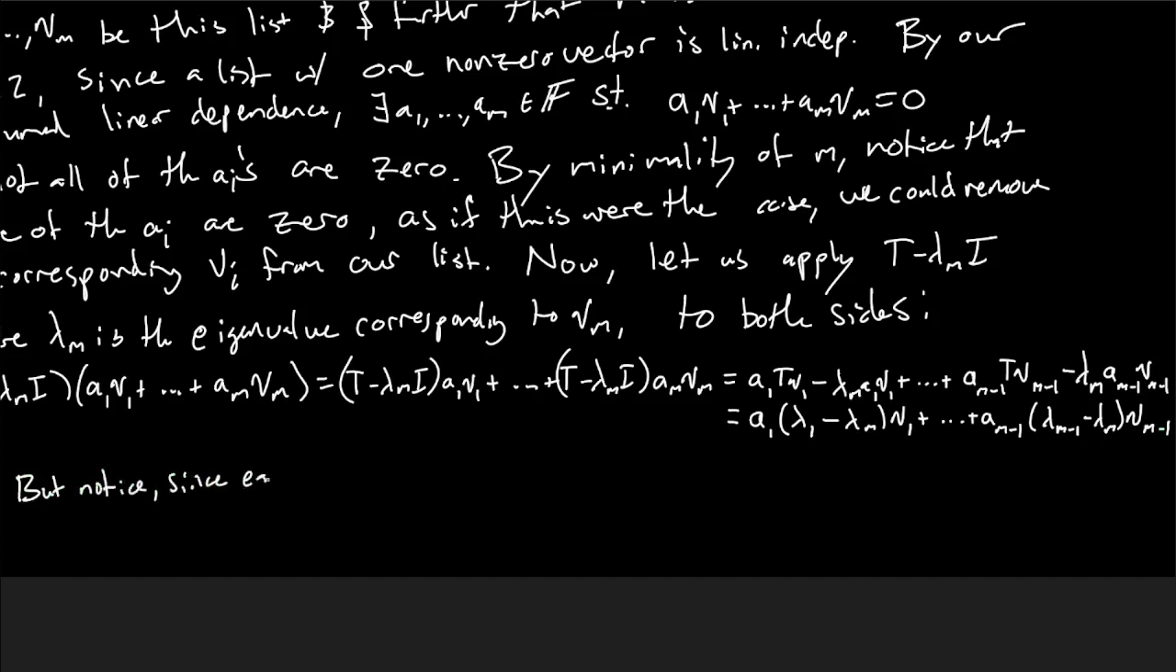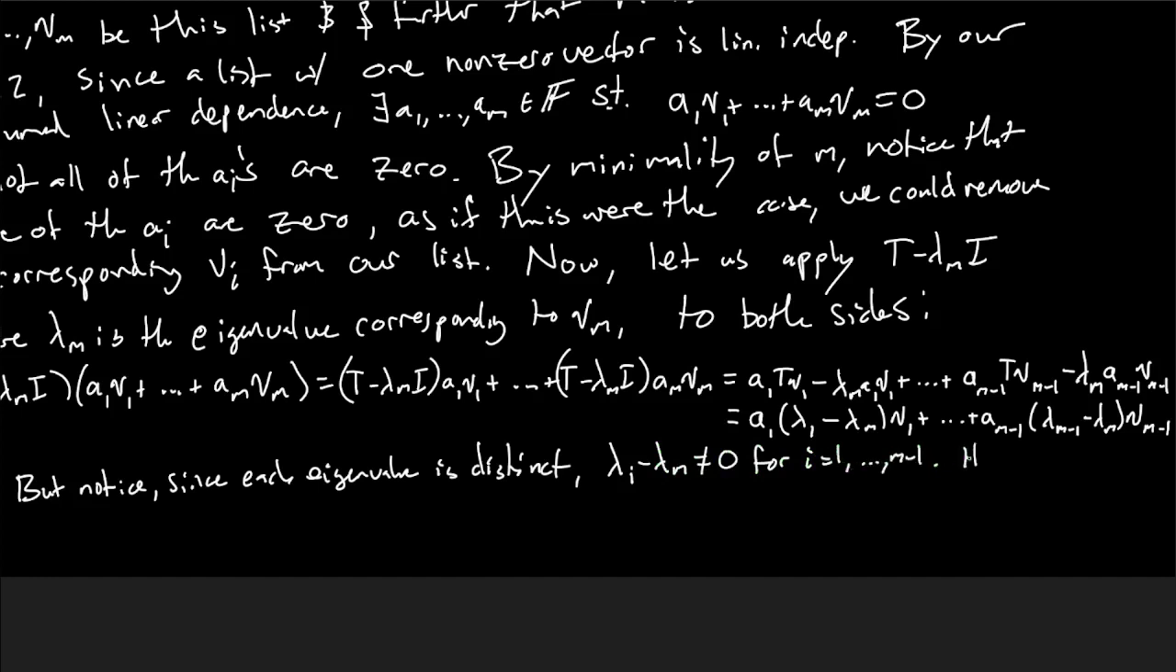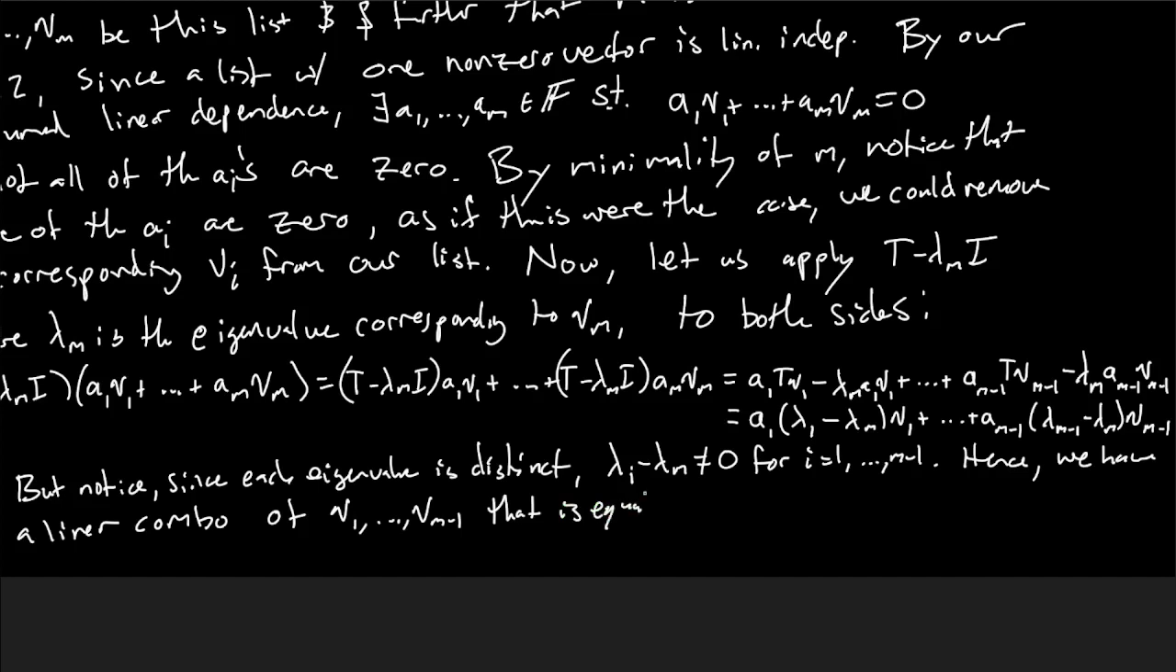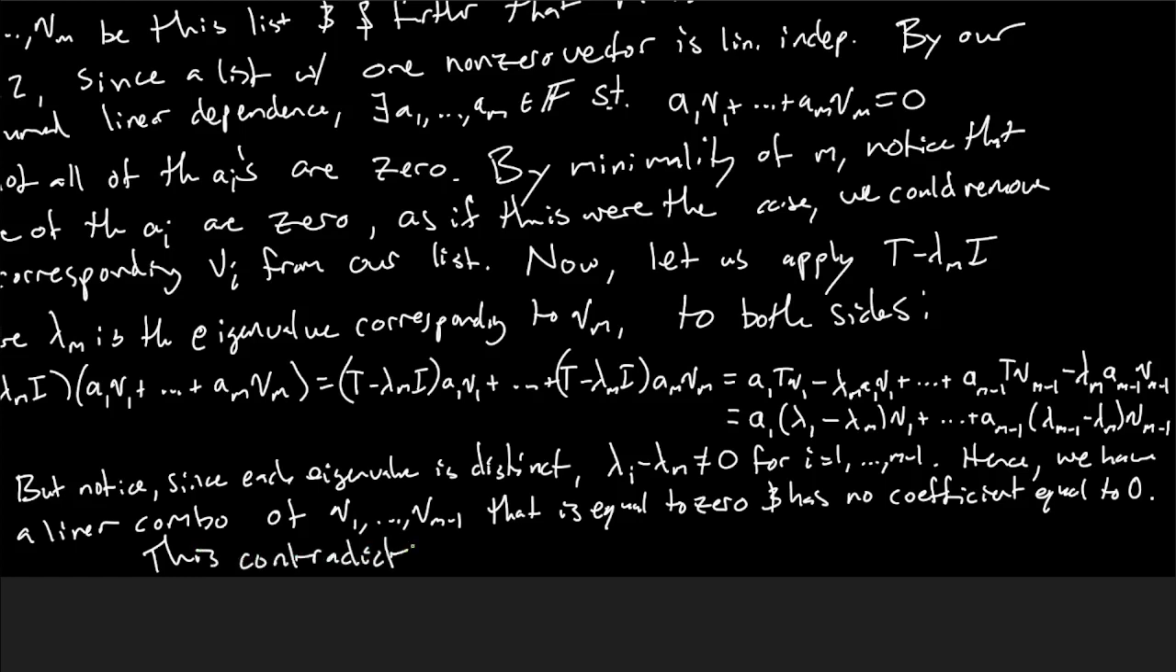But notice, since each eigenvalue is distinct, lambda I minus lambda m is not equal to 0 for I from 1 all the way up to m minus 1. Hence, we have a linear combo of v1 through v m minus 1 that is equal to 0 and has no coefficient equal to 0. This contradicts the minimality of m.